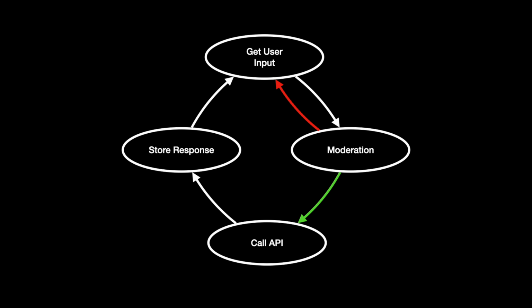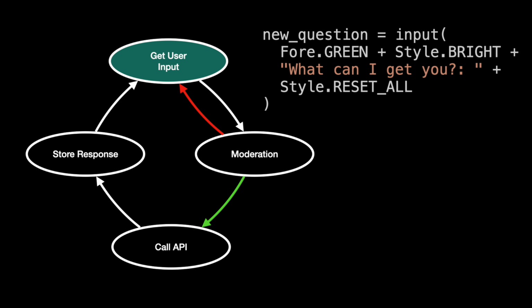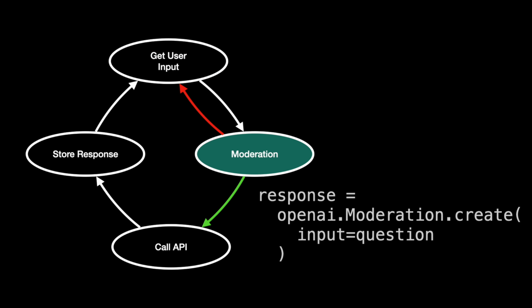The code really is very simple. We just sit in a loop prompting the user to ask a question. One thing that is optional but is highly recommended is moderation. This is particularly important if you are planning to open up your chatbot to the public.